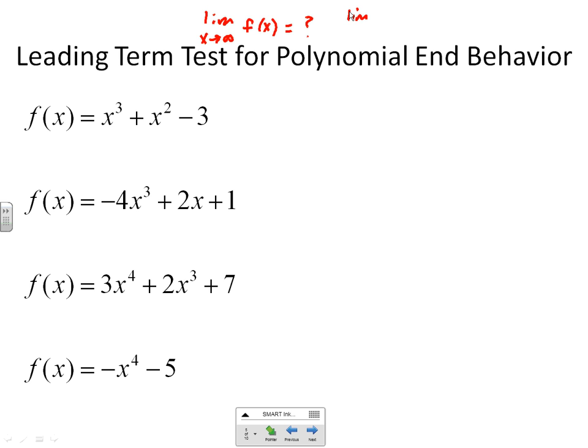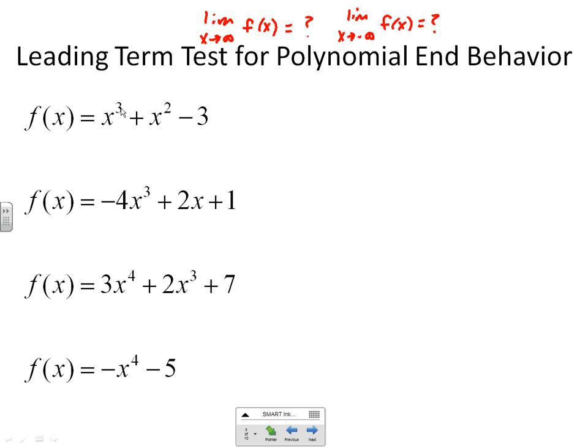And the other way, if I take the limit as x approaches negative infinity of my function, I'm saying as I go to the left, where is my function going? Okay, and I put it in this order with the positive infinity first and the negative infinity second, because that's the order the book puts it in. So I figured that would be helpful.